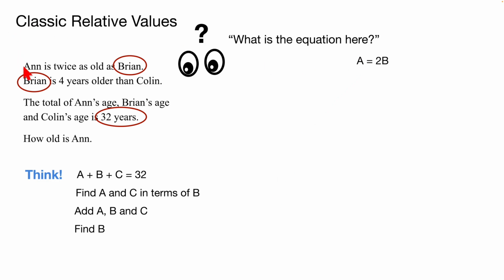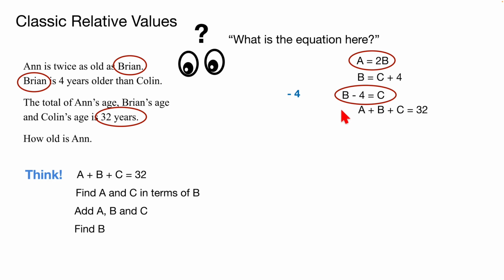The first sentence, Anne is twice as old as Brian. A equals 2B. Brian is 4 years older than Colin. Brian is C plus 4. Right, well this gives me A on its own, but this doesn't give me C on its own, so I'm going to have to subtract 4. B minus 4 equals C. I now have A on its own in terms of B, and I have C on its own in terms of B.